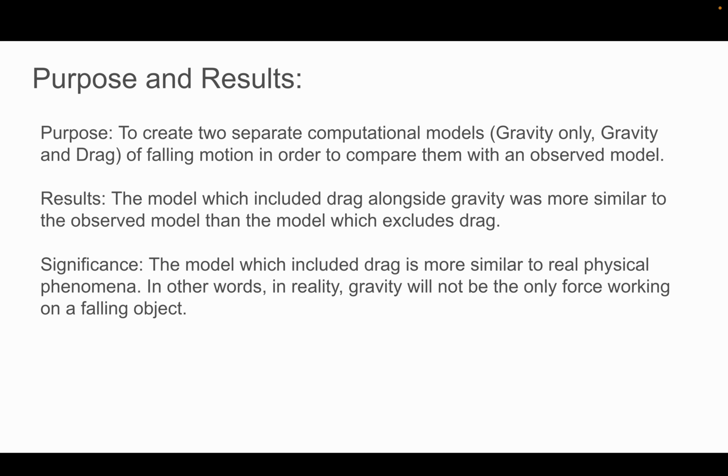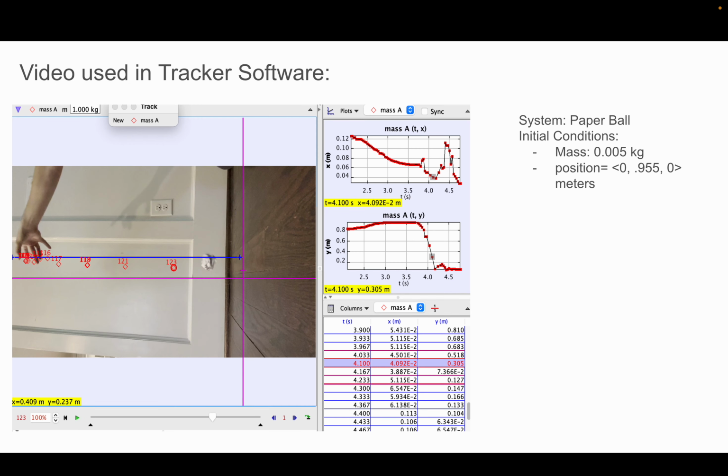The purpose and results. The purpose is to create two separate computational models, one with gravity and one with gravity and drag of falling motion, in order to compare them with an observed model. The results were that the model, which included drag alongside gravity, was more similar to the observed model. The significance of these results is that the model which included drag is more similar to real physical phenomena. In other words, in reality, gravity will not be the only force working on a falling object.